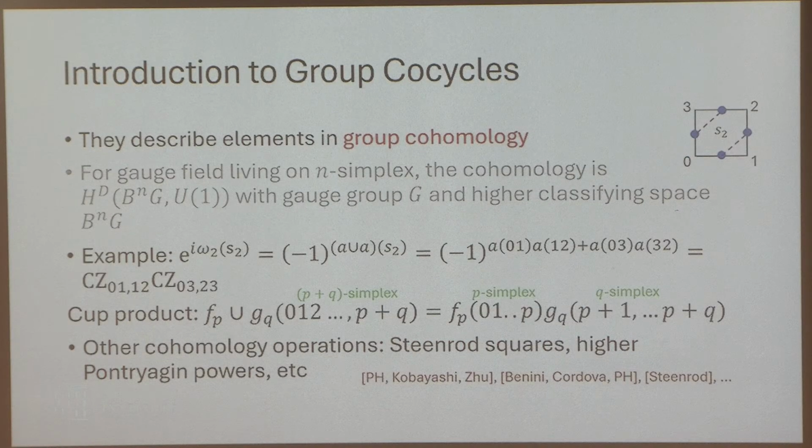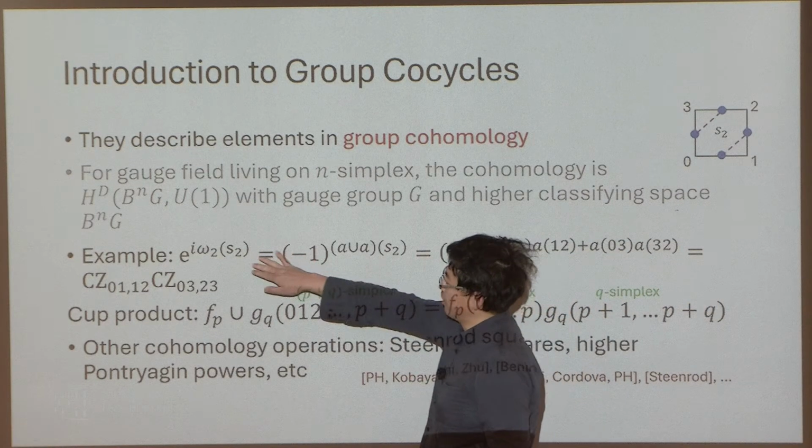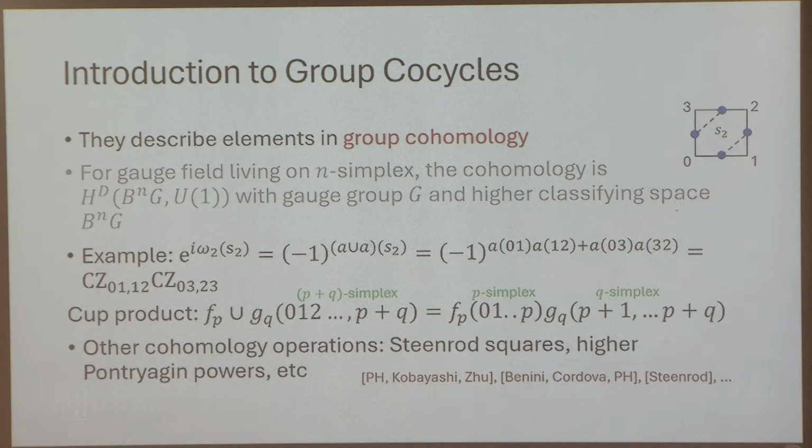Okay, so let me just give you some examples of those co-cycles. Let's consider 2D space, and the gauge field lives on links. So those are one simplex. And one example of co-cycle is as follows. There's a co-cycle that can be defined on a plane or any two simplex. And the definition is the following.